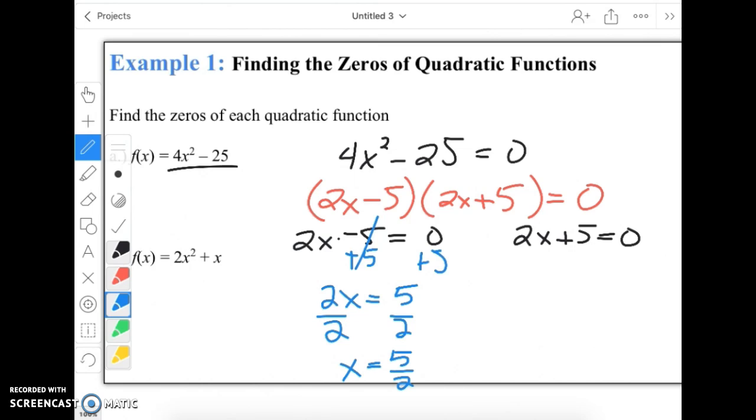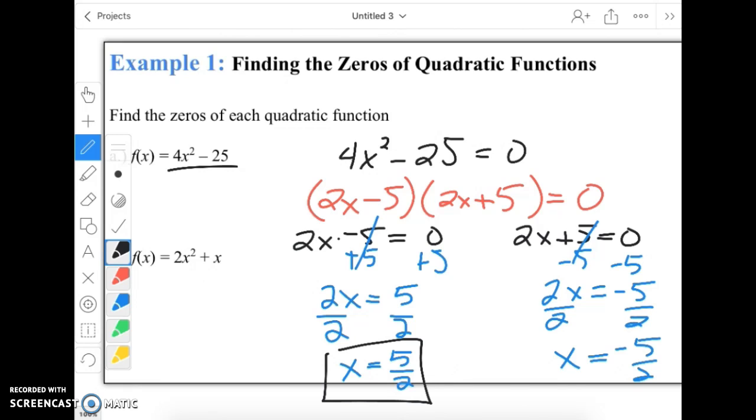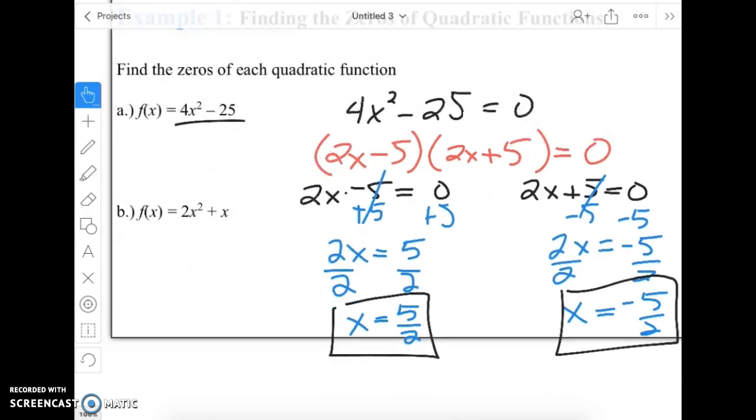Then on the other side, I would subtract that 5 from both sides. So I get 2x equals negative 5, and then we'll divide by 2 there. So my zeros for this problem would be 5 halves and negative 5 halves.